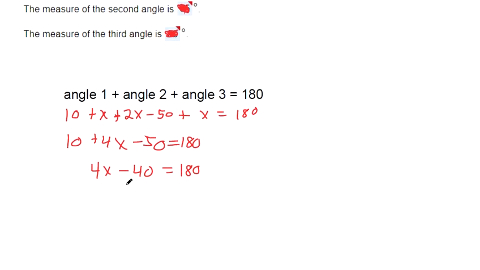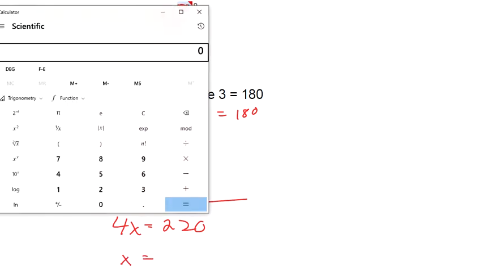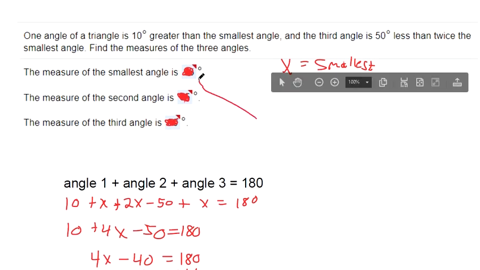Then we've got to add 40 to both sides. So 4x equals 220, and then divide both sides by 4. So x, the smallest angle, is 55 degrees. So that's what we're going to put in here, 55. Found out the smallest angle.